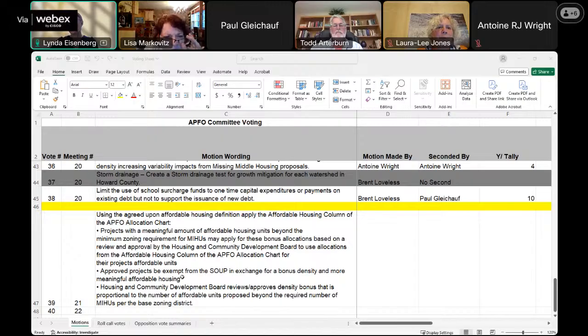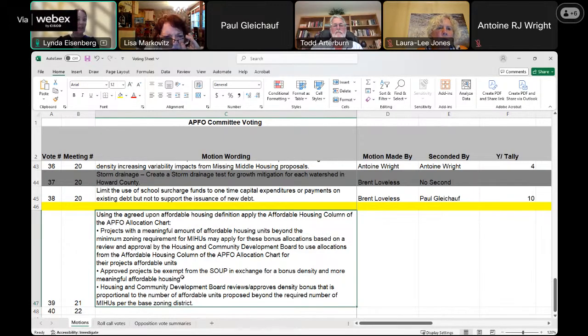You can take out what you don't like in this and make different recommendations. That's all entirely up to you. This was just what the Affordable Housing Working Group had in their recommendations to you all for your consideration. And I think Brent had a comment and then Dan.